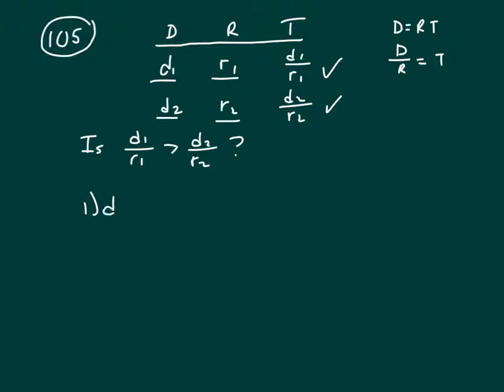So let's look at clue 1. Clue 1 says D1 is 30 more than D2. Well, that tells me about the distance, but it doesn't tell me anything at all about the rates. So that's not going to allow me to answer the question. So clue 1 by itself doesn't work. Clue 2 says R1 is 30 more than R2. And for the same rationale, that's not going to work. I don't know anything about the distances.